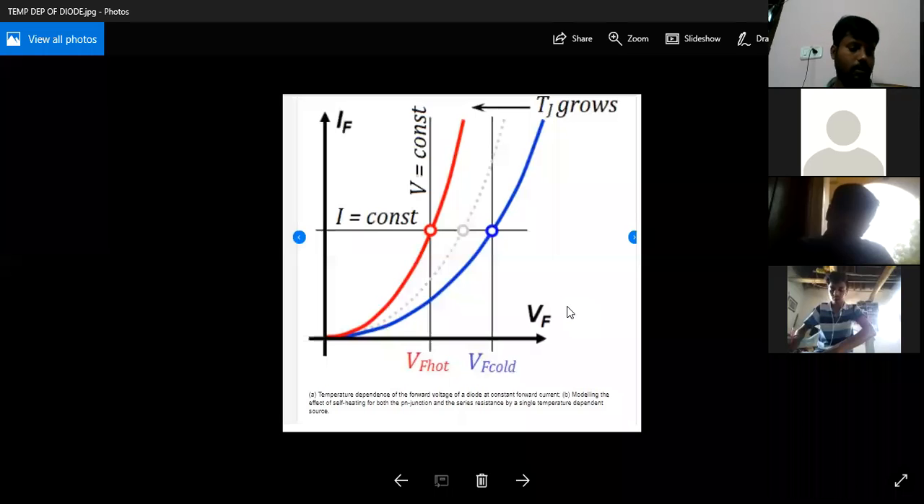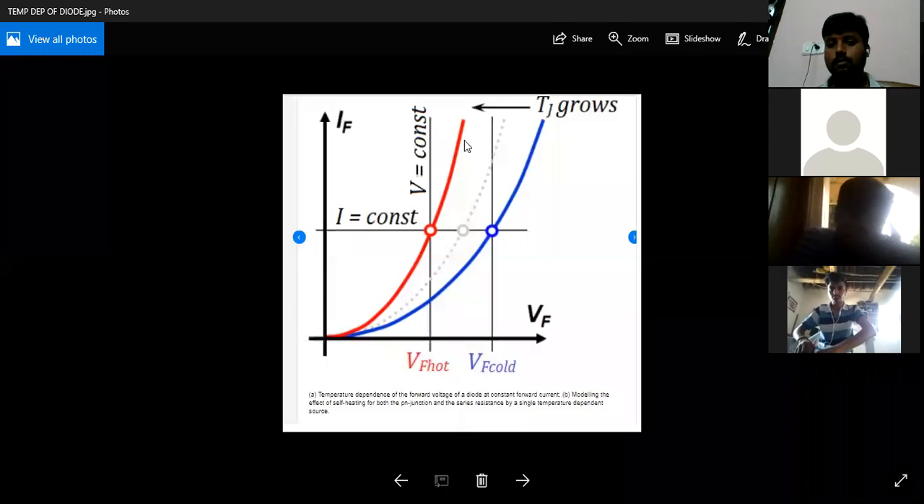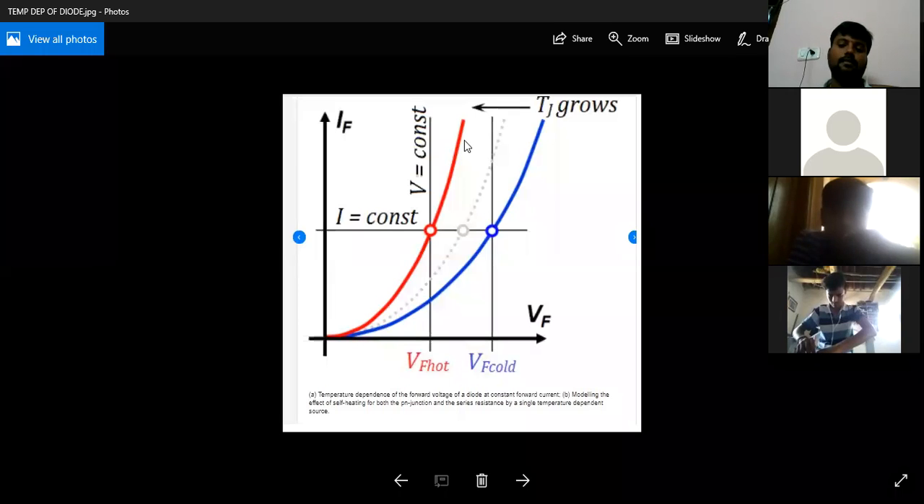VF is the forward voltage. Okay, the VF is now increased, and the current is less as compared to the previous condition. That is whenever the diode is heated. So this graph shows us that the diode is a temperature dependent device, so we can use this diode for temperature sensing.